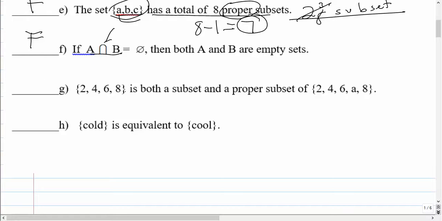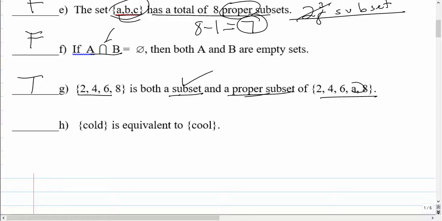2, 4, 6, 8. Is this a subset and a proper subset of 2, 4, 6, 8, 8? Well, it's a subset if everything here is contained here, and that's true. It's proper if it's smaller, and it is smaller. There's one element over here that's not over here, so that's true.